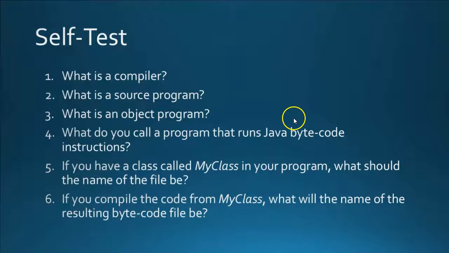All right, here we are on our self-test questions. So you have a couple here, so go ahead and answer these. Number 1, what is a compiler? Number 2, what is a source program? Number 3, what is an object program? Number 4, what do you call a program that runs Java bytecode instructions? Number 5, if you have a class called myClass in your program, what should the name of the file be? Number 6, if you compile the code from myClass, what will the name of the resulting bytecode file be?